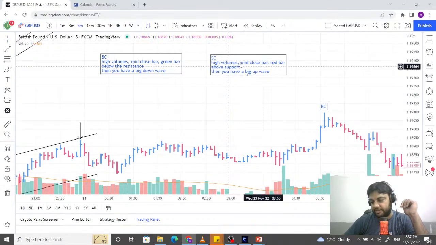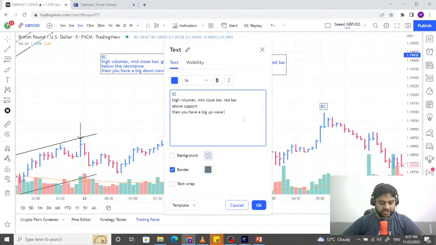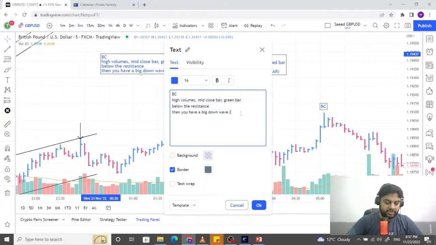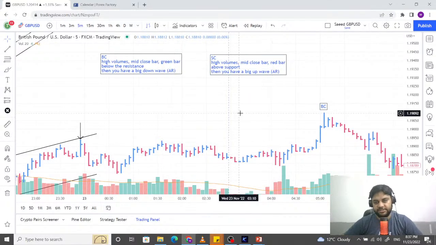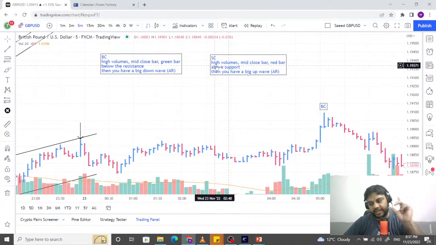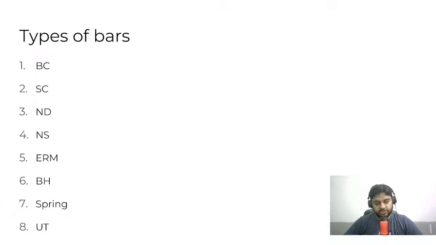You have a big up wave after selling climax. What's the name of this big up wave? This is called automatic rally. And this big down wave is called automatic reaction. These are two different names, but they can be written as AR. So these are the bars.